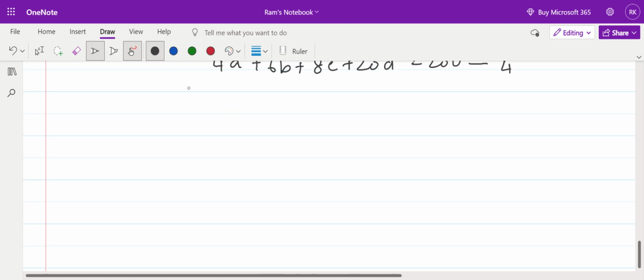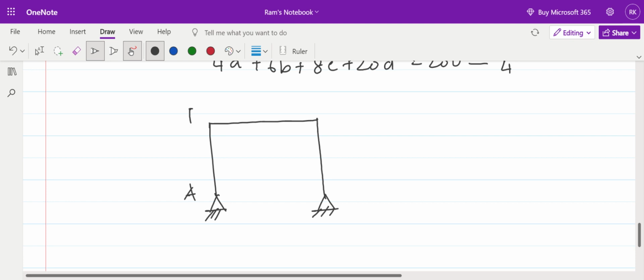Now let us understand this concept by solving one more example. Let us say this is a portal frame with hinge supports, at present hinge supports at both the ends. ABCD is a portal frame. Hinge support at A, hinge support at D. So how many reactions are there? Let's judge. There are four reactions. One hinge support will give you two reactions, and another hinge support will give you two reactions.